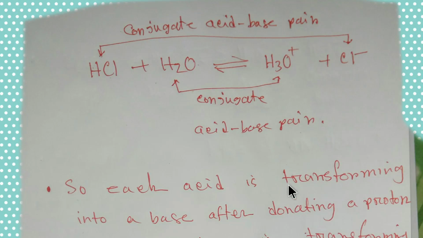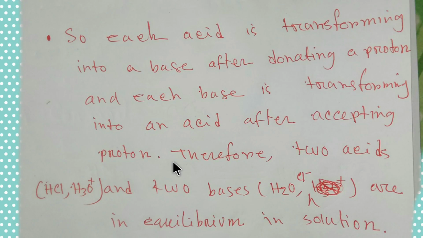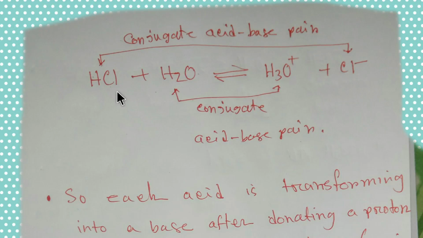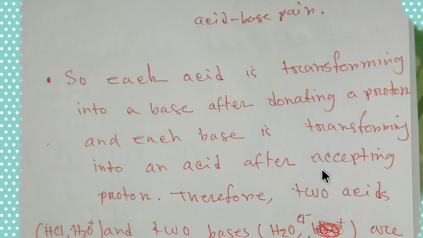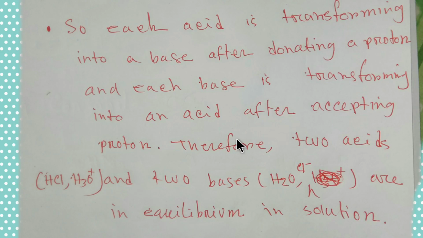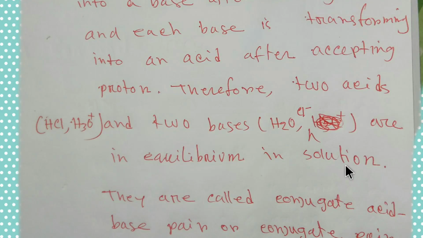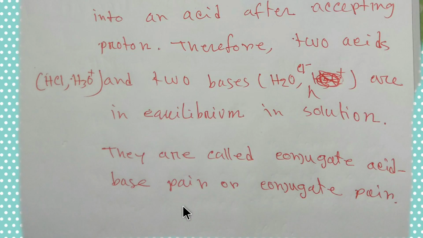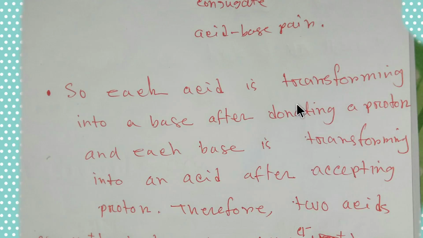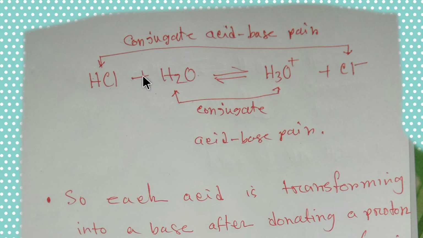It transforms into an acid after accepting a proton. Here water is accepting a proton. Therefore there are two acids, HCl and hydronium ion, and two bases, water and chloride ion, which are in equilibrium in solution, right? They are called conjugate acid-base pairs or conjugate pairs. So this is an equilibrium of two acids and two bases.